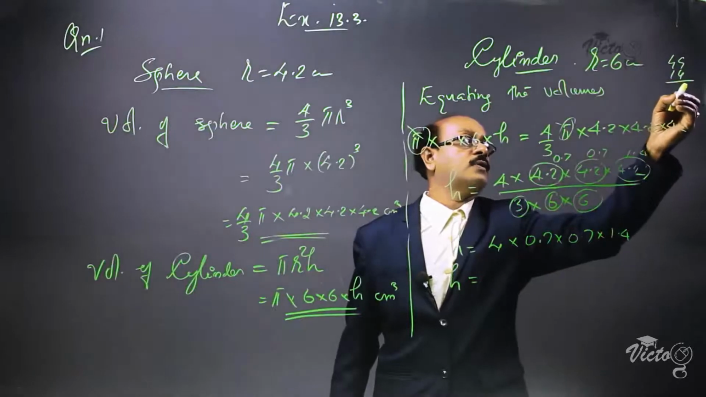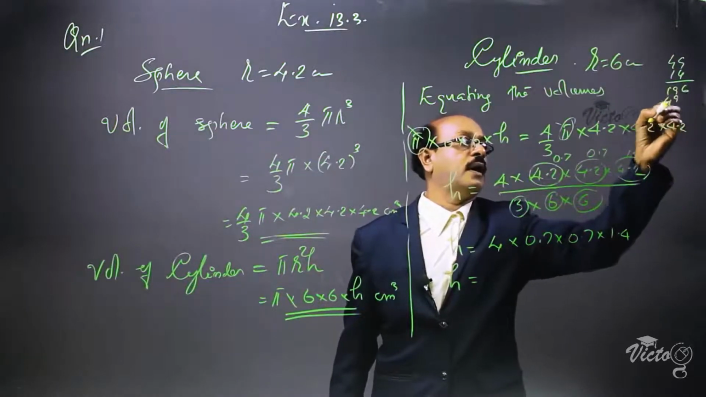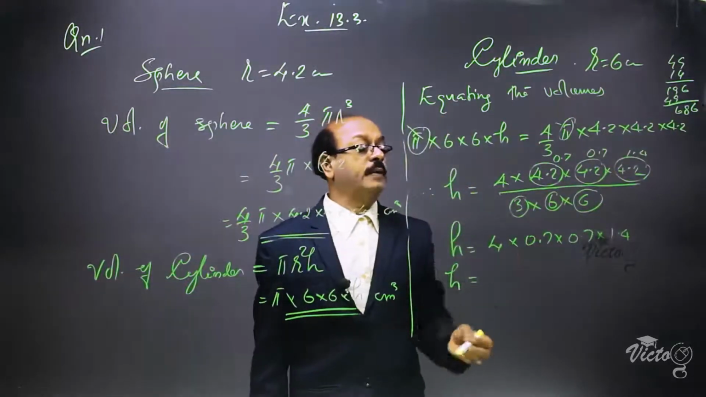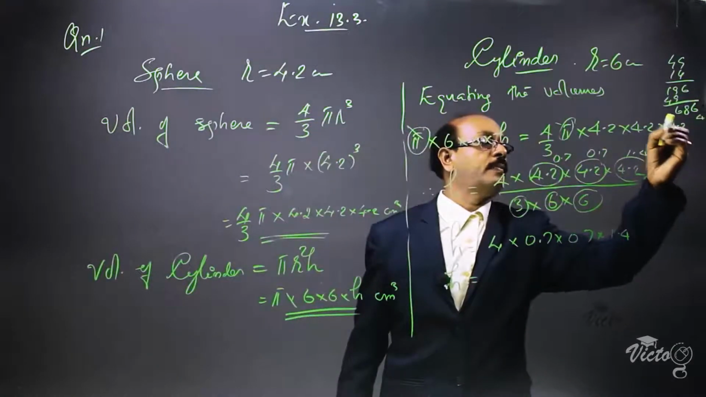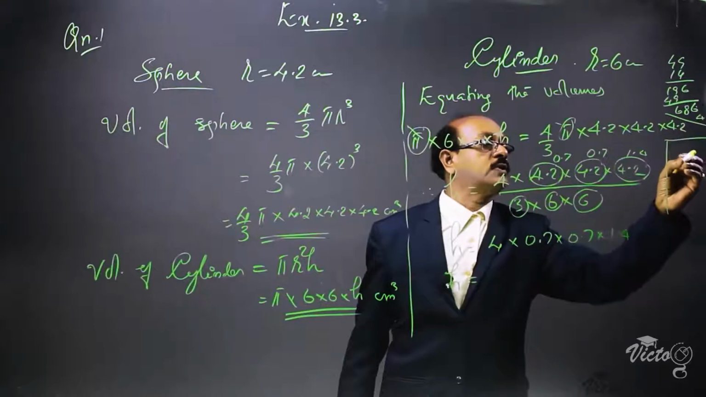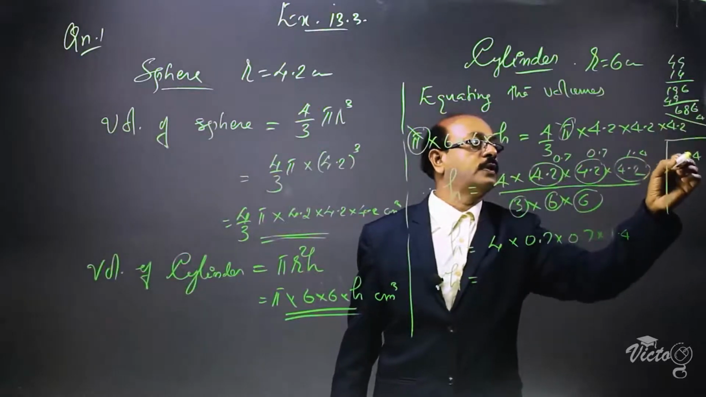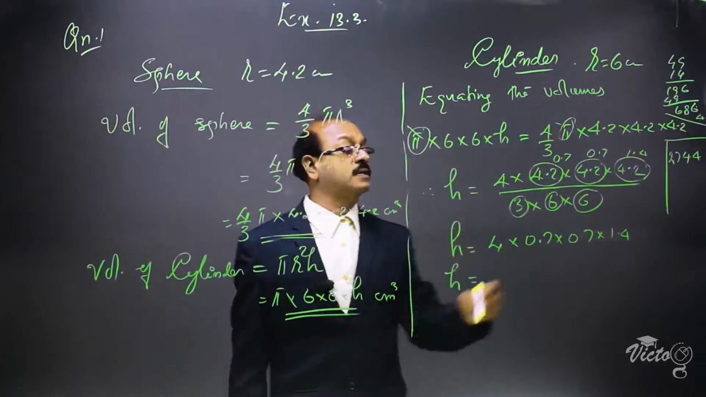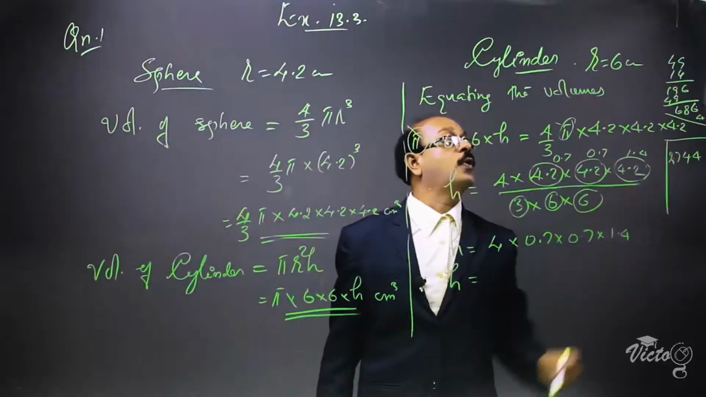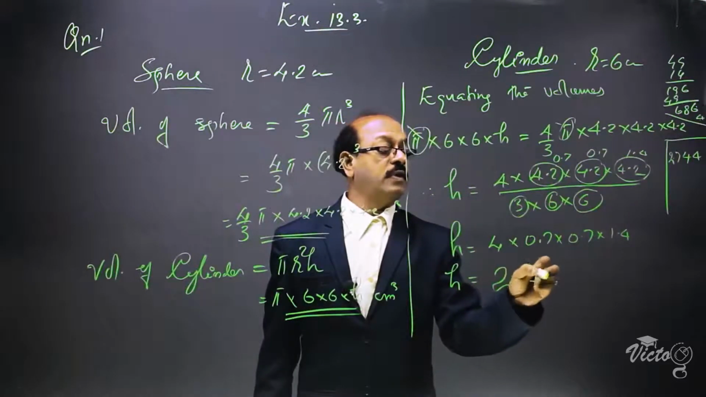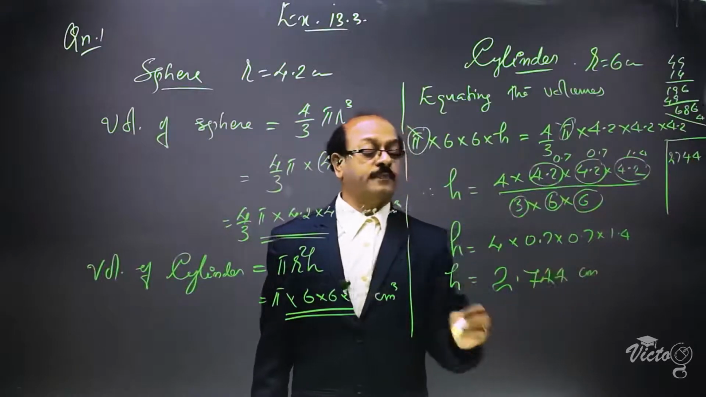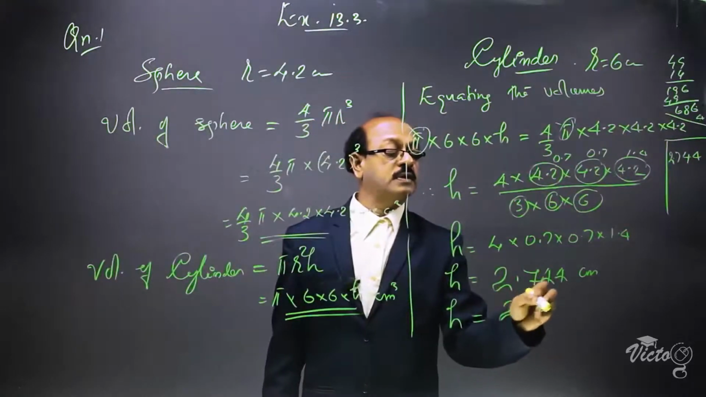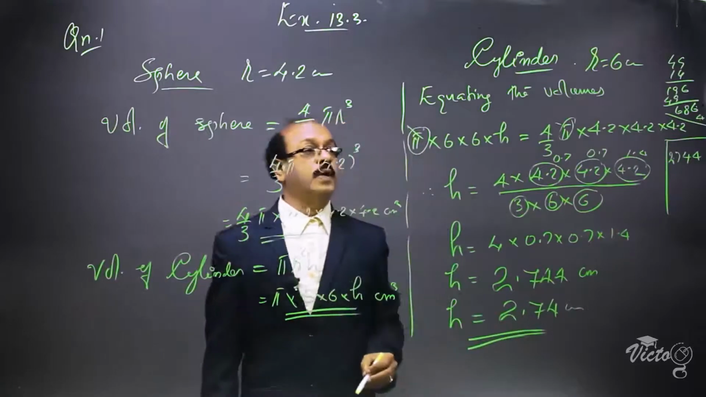49 into 14. 9 4s are 36, 3, 196, 49. Adding 6, 9 plus 9, 8, 6. Now we have to multiply this by 4. Multiplying, we are getting 6 4s are 24, 2, 32 plus 2, 34, 3, 27. We have to give 3 decimal places, 1, 2, 3 decimal places. It is 2.744 centimeters. We can correct this answer to two places of decimals, 2.74 centimeter. This is the height of the cylinder.